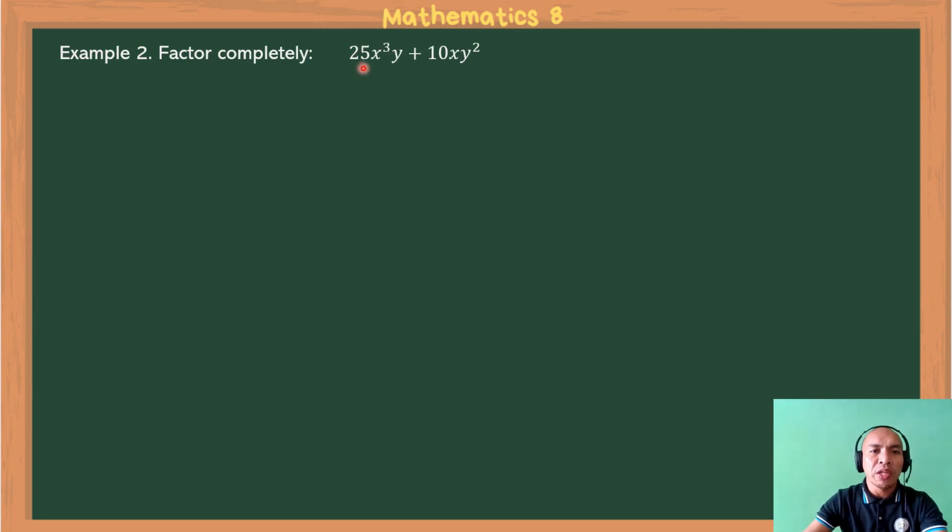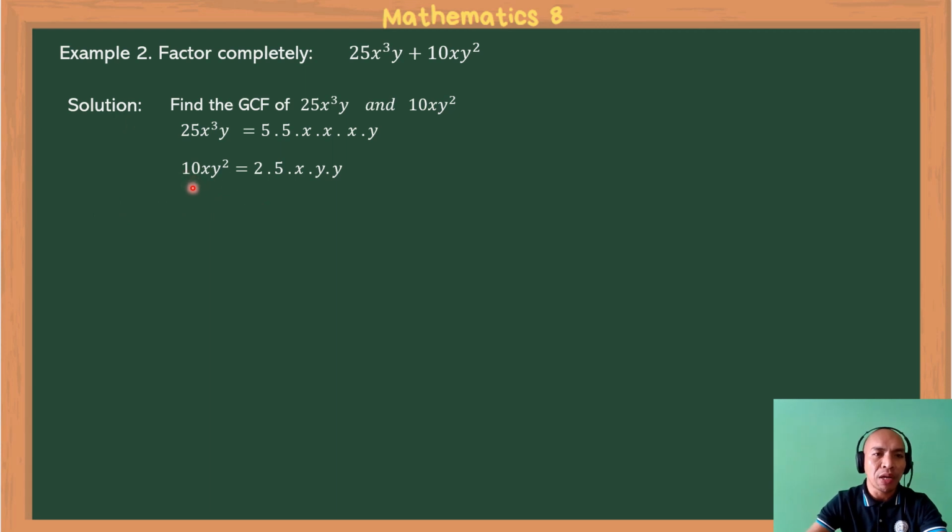So let's have example number 2. Factor completely 25x cubed y plus 10x y squared. Again, this is one way of getting the common monomial factor of 25 and 10. We will factor the first term, 25x cubed y. The prime factor of 25 is 5 times 5. There are 3 x's, x times x times x, because the exponent is 3, and 1 y. In the other term, 10x y squared, this is 2 times 5, then x, then 2 y's.